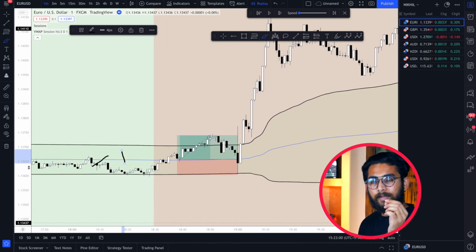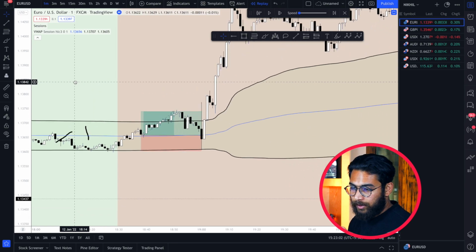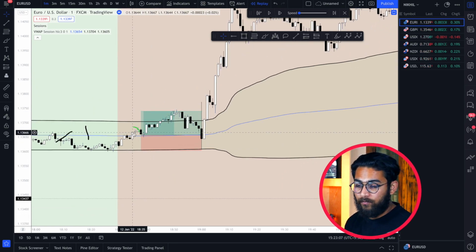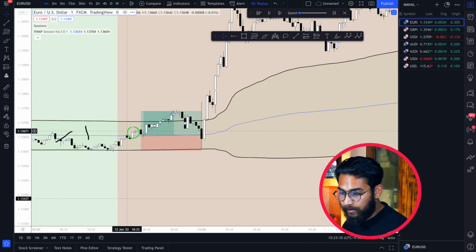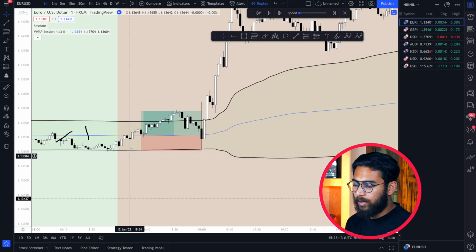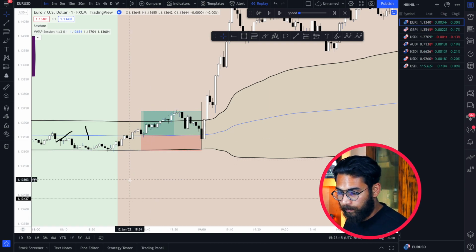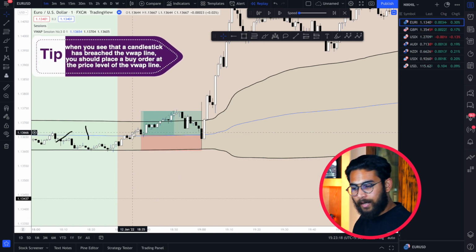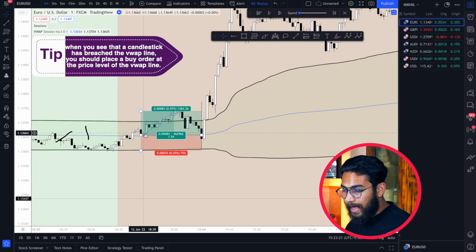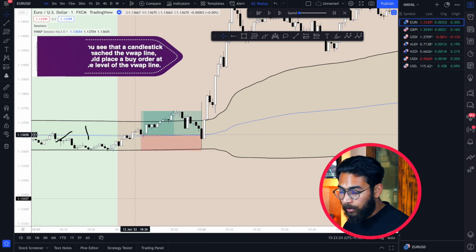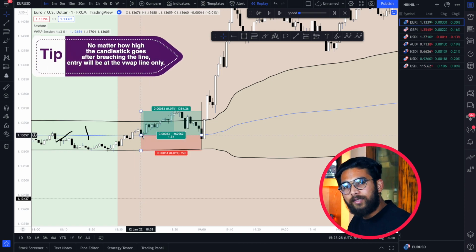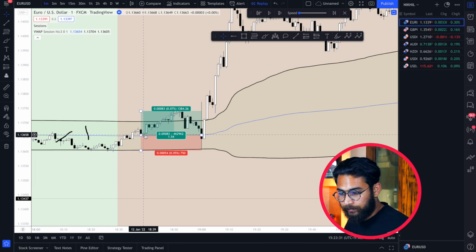Now, just look at this Euro USD, around 12th Jan. As you can see, the price closed above the middle VWAP line in the overlap session. This is a valid trade for us, and we go long here. Pay attention to three things over here. Just when you see that a candlestick has breached the VWAP line, you should place a buy order at the price level of the VWAP line. No matter how high the candlestick goes after breaching the line, entry will always be at the VWAP line.